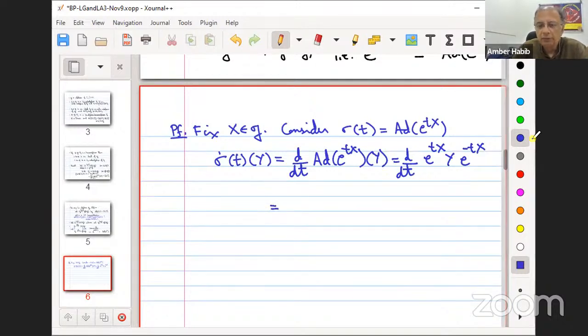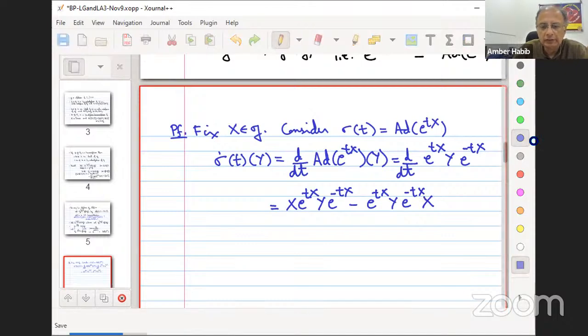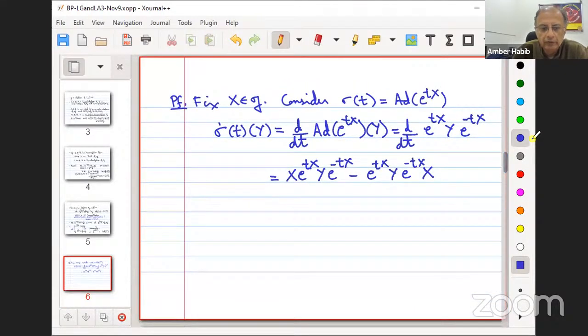And so you apply the product rule and differentiate. So when you differentiate e^{tx}, an x comes down, and when you differentiate e^{-tx}, a minus x comes down. I can put it either before the exponential or after the exponential, because anyway the two commute. So I've got this. Okay. Now you see what this is.